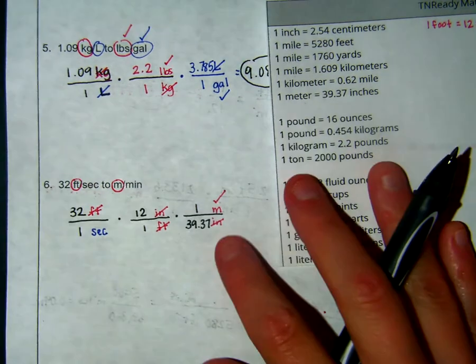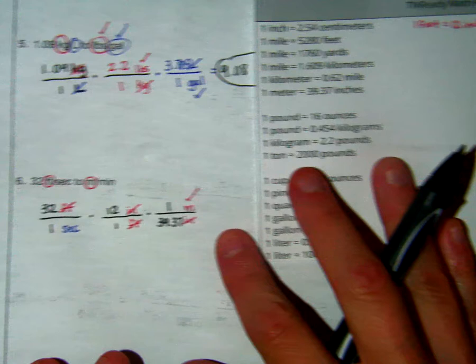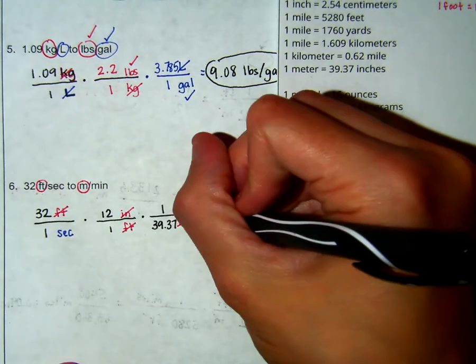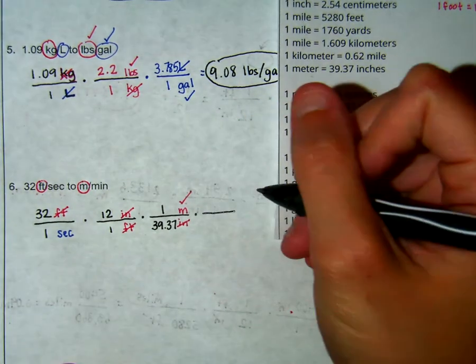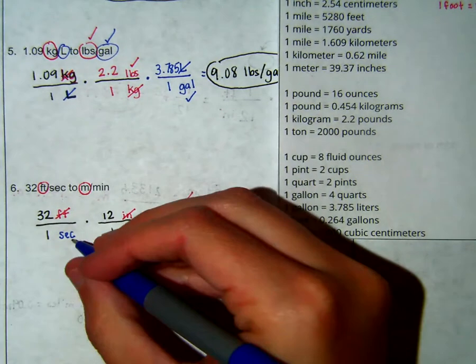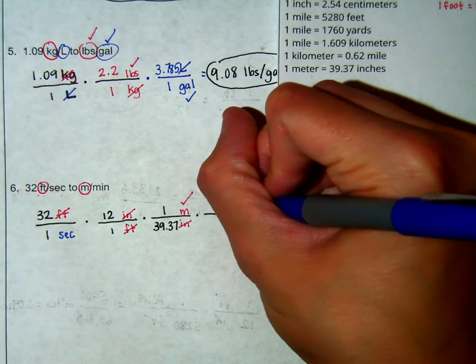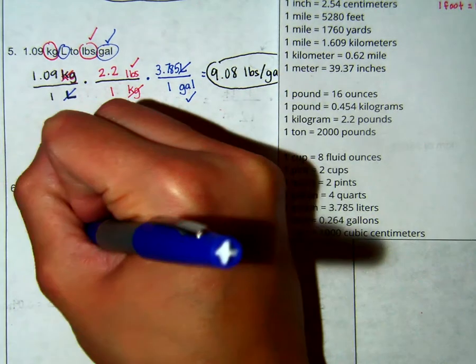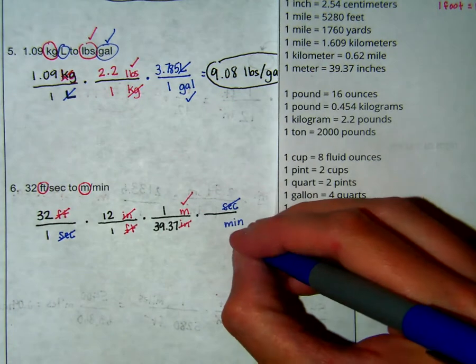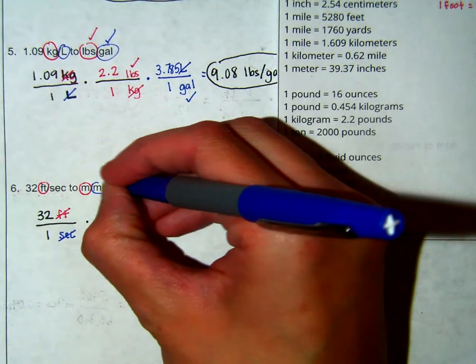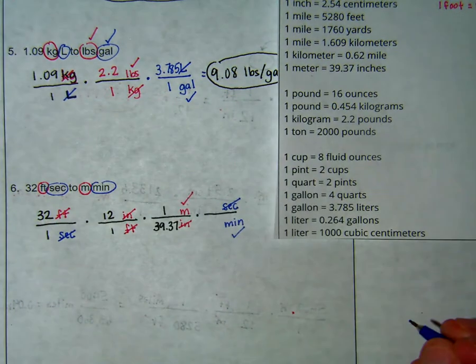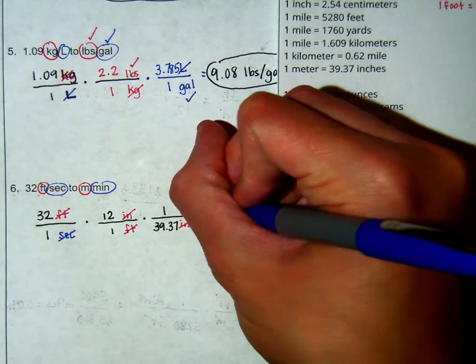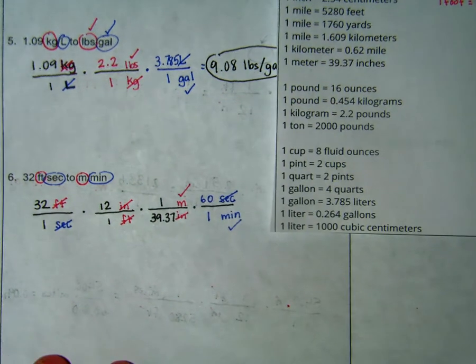Let's talk about the next part, seconds. I need to go from seconds to minutes. That's not on my chart. That's one you're expected to know. Since seconds is on the bottom, to cross it out, I need to go to the top, and I will go to minutes. Seconds will cross out. I'm left with minutes, which is what I wanted. There are 60 seconds in 1 minute.